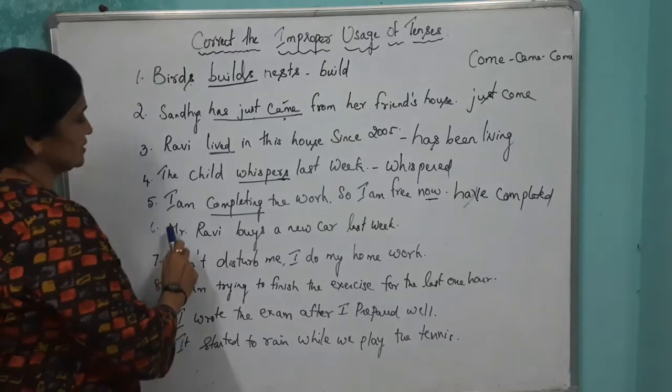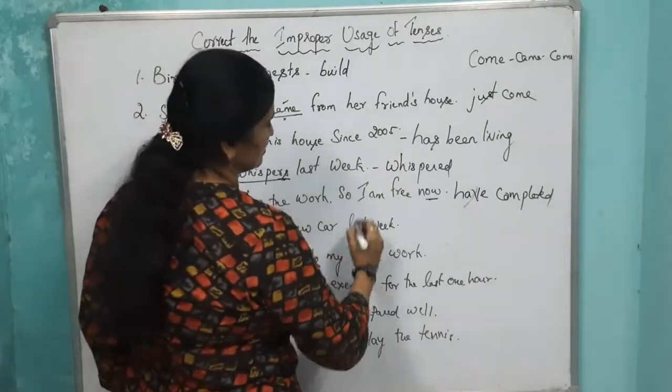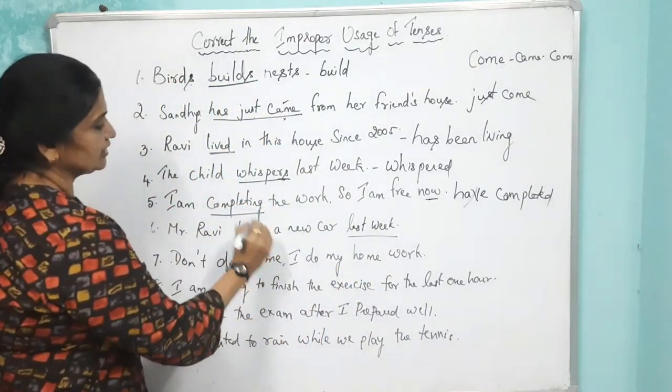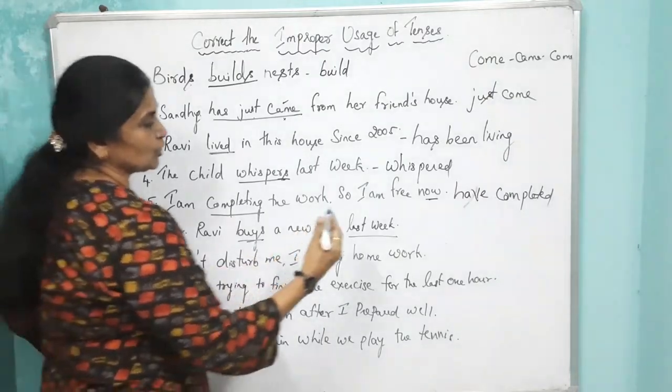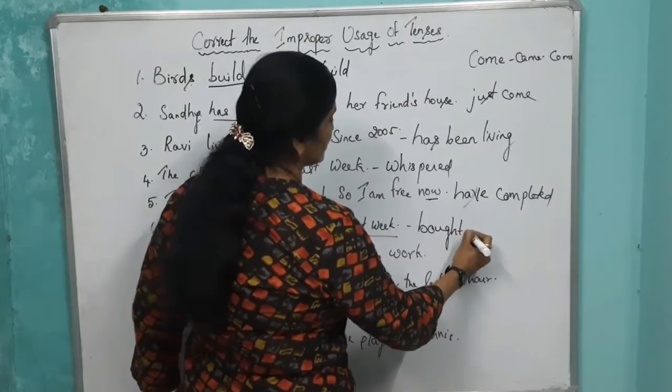Okay. Now next sentence. Mr. Ravi buys a new car last week. Again, just like the previous sentence, last week indicates past. But the verb put here is present tense. So there is a mismatch. So you have to write bought because the activity is completed.